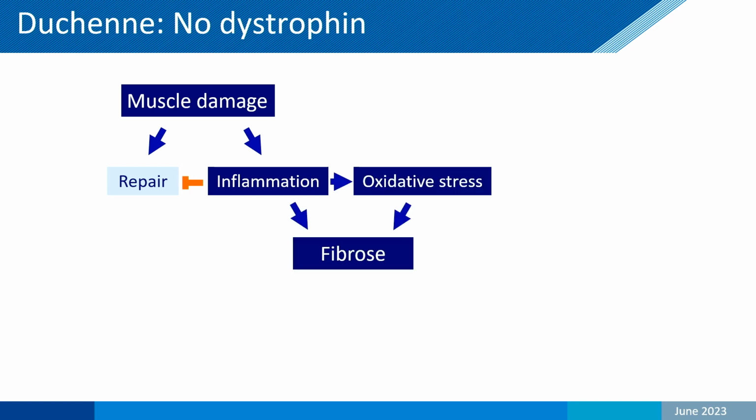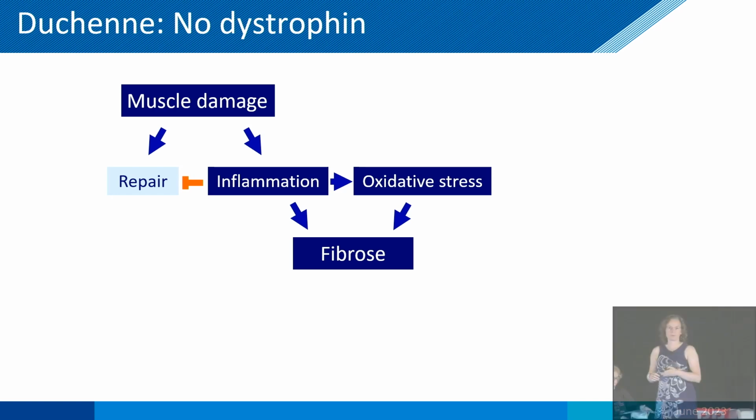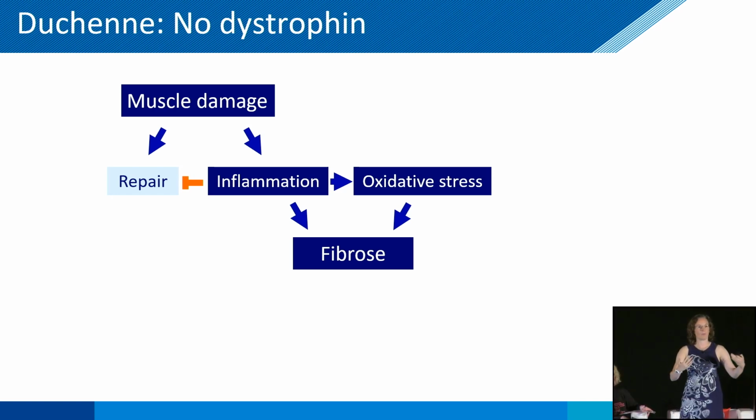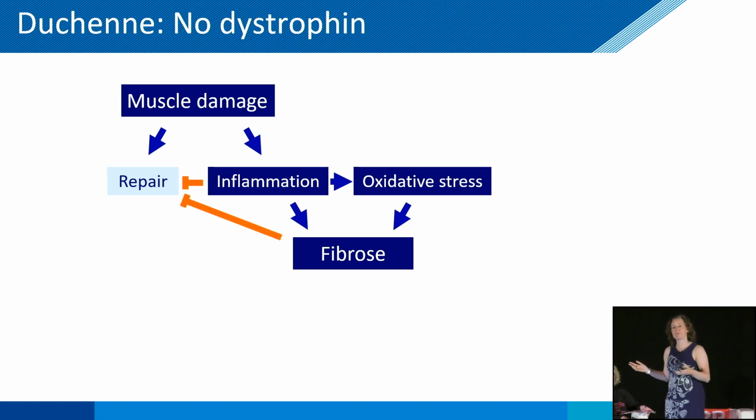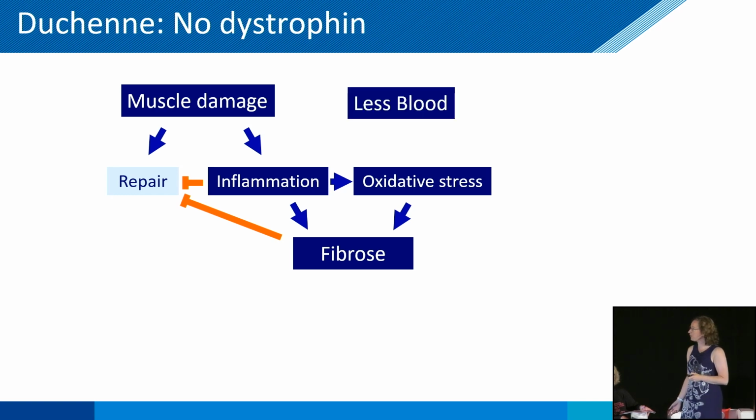Another thing that happens if you have chronic inflammation is that fibrosis occurs. So instead of replacing muscle with new muscle, you replace muscle with scar tissue. Another thing is oxidative stress, and oxidative stress is what ages us, and that's another thing that again leads to fibrosis. And once there is fibrosis, repair to muscle is further inhibited.